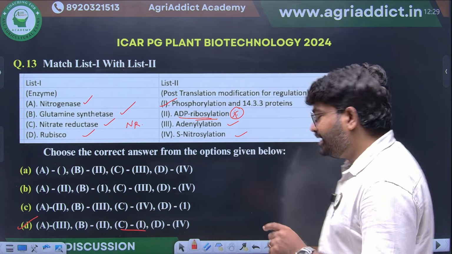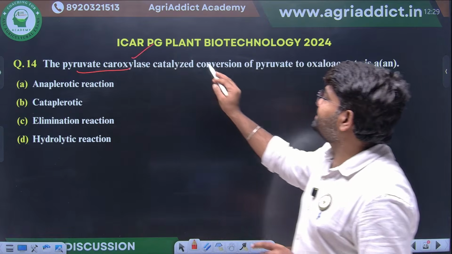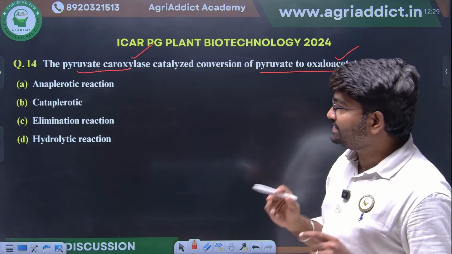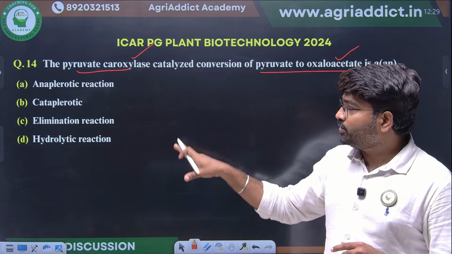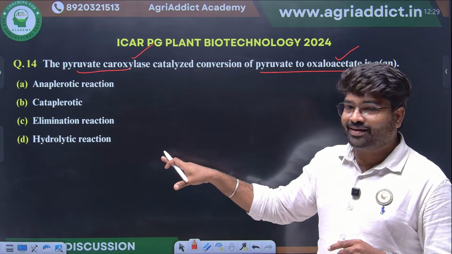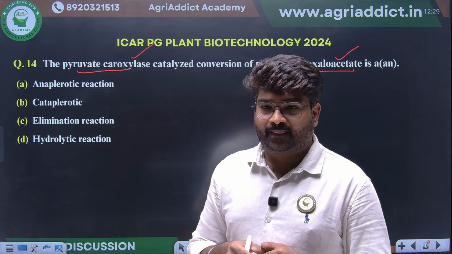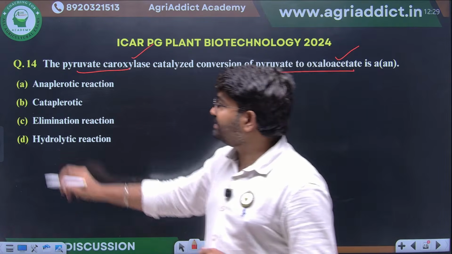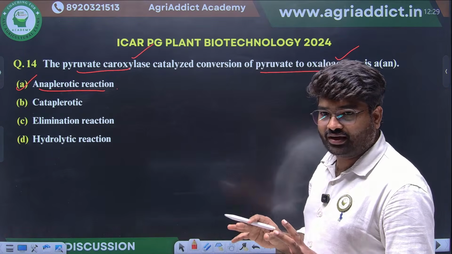Okay. Clear? Next, pyruvate carboxylase catalyzes the conversion of pyruvate to oxaloacetate. Which reaction is it? Whether it's an anaplerotic reaction, cataplerotic, elimination or hydrolytic reaction. What will be the answer, students? Any guesses? It's an anaplerotic reaction. Yes, excellent.